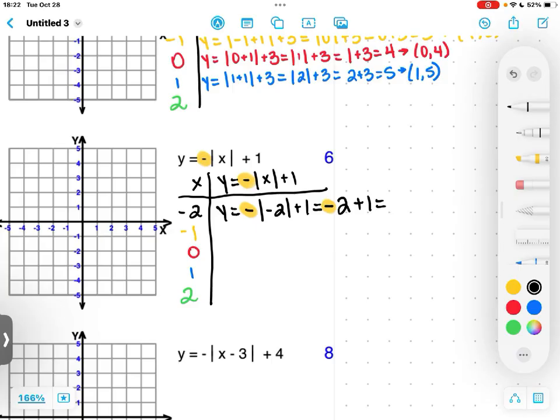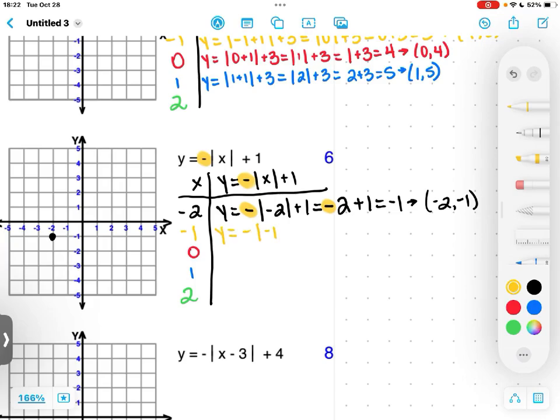It is changing the number back to a negative, and it does something to the graph too, which we're going to see. -2 plus 1 would then just be a -1, making our very first point a -2, -1. -2 means go left 2, down -1. Do the exact same thing for the next point.